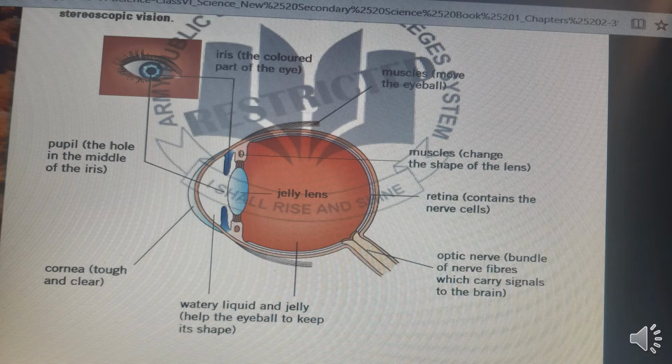And what is retina? Retina is a part which contains millions of nerve cells. And muscles control the change in the shape of lens. And some muscles are involved in controlling the movement of eyeball. Iris are also muscles and they are responsible for the color of the eye.